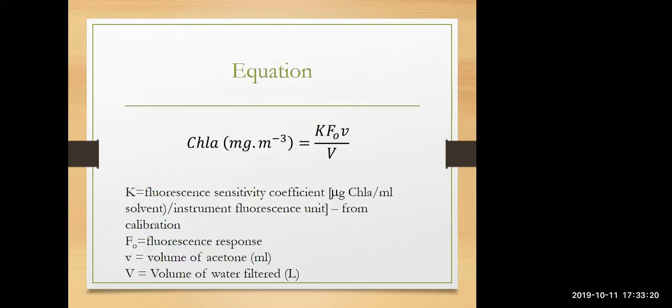Well, we also have to apply an equation to get chlorophyll A in milligrams per cubic meter. I am showing you here only the one that uses the Welschmeyer method, which requires this constant, the fluorescence sensitivity coefficient, the one that we obtain doing the calibration. F0 is the fluorescence response measured by the equipment. Again, the volume of acetone and the volume of water filtered.